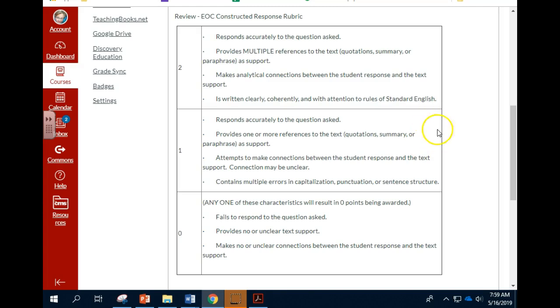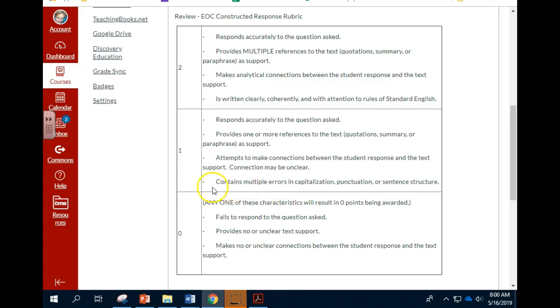All right, so a 1. What's the difference between a 1 and a 2? Let's look at it. A 1 also responds accurately. That's exactly the same. And then a 1 says, as far as text support, provides 1 or more references to the text. So you could end up getting a 1 if you only provide 1 reference to the text, or you could get a 1 even if you have more but they don't feel like you did a good job of supporting your answer. And then it says attempts to make connections, but the connection is unclear.